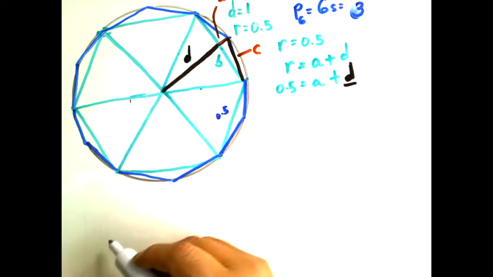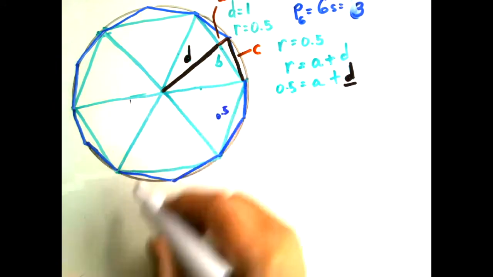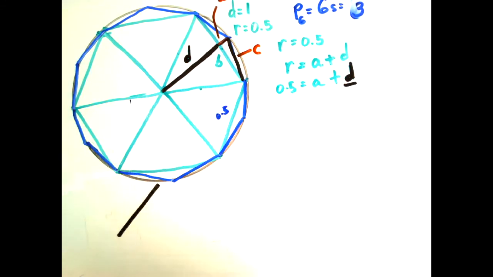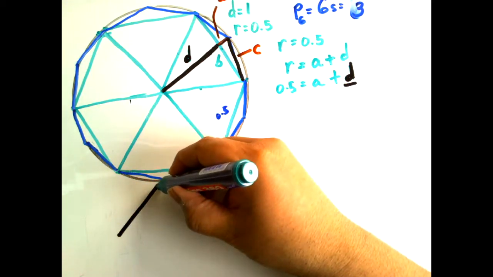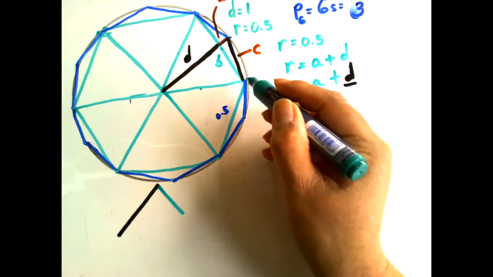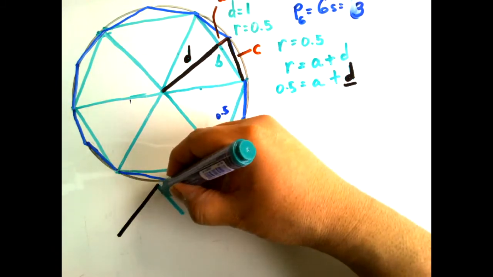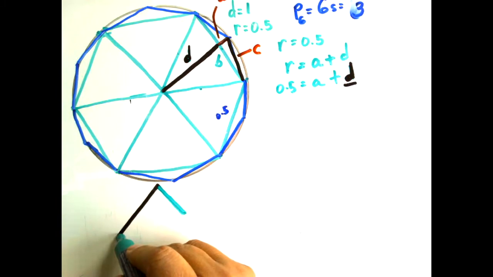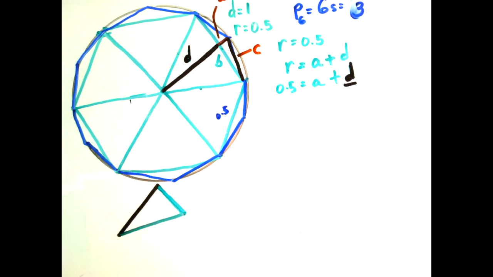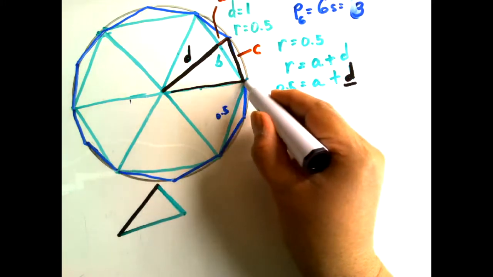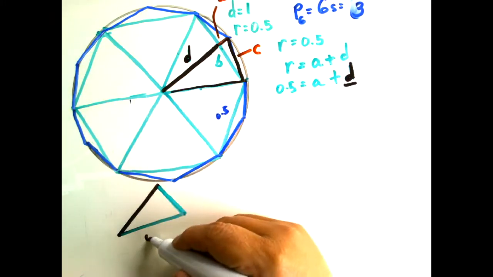So let's redraw this here. I hope you can see. The black line here is this one. And the green line is this one here. And there's that other green line. There. Now this green line is also the radius. That's also from here to here. That's also 0.5.